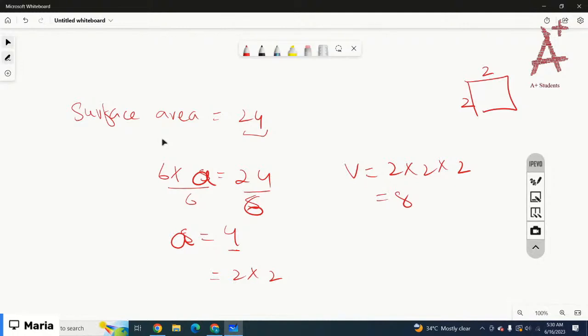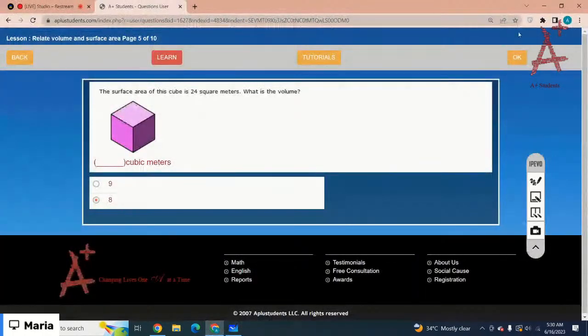So we know that 4 is the area of one face. That would be side times side. That means 2 times 2 makes 4. So that means the side length of the square is 2. So we know that the volume is side times side times side. So it would be 2 times 2 times 2. So that would be 8. Got it? So the correct option is 8.